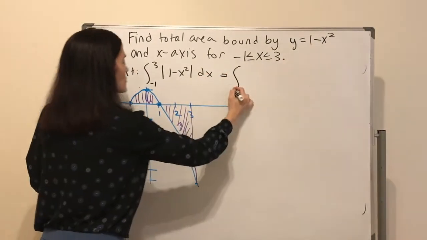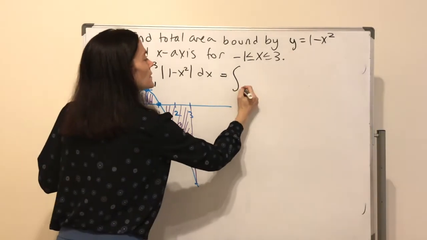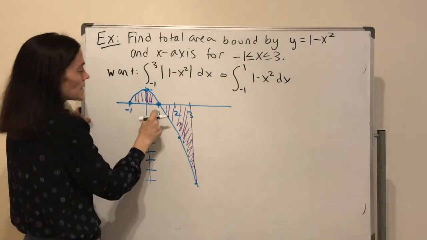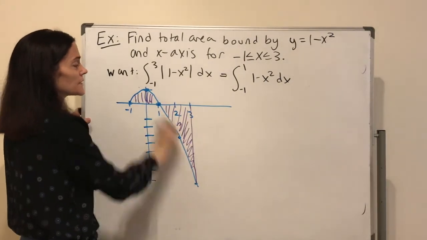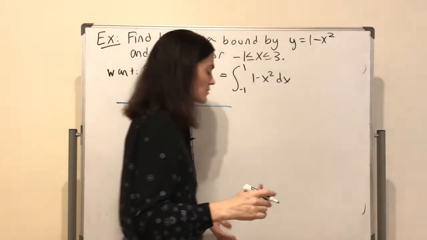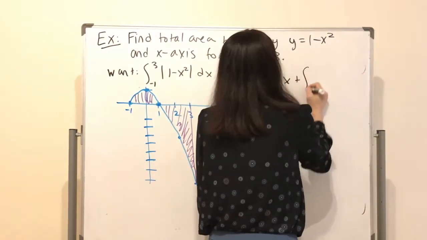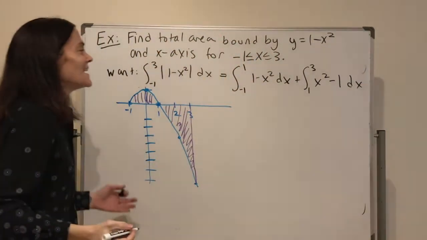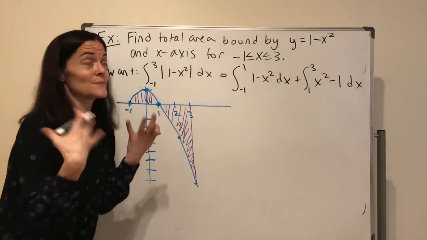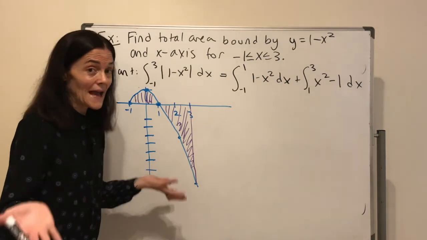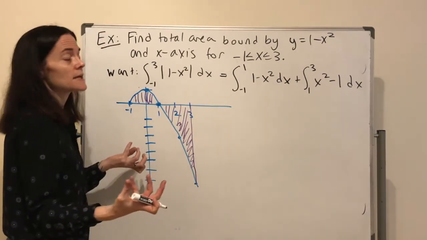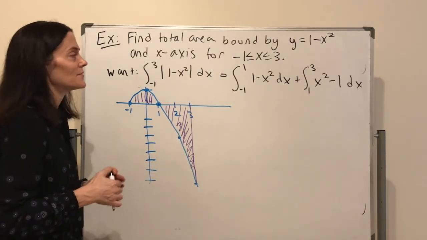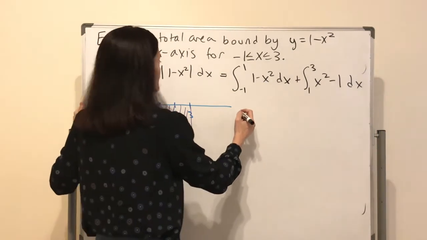This will be the integral from minus 1 to 1 of 1 minus x squared dx. And then from 1 to 3, the function's negative, and so the absolute value is negative the function, x squared minus 1 dx. What I have written so far is really the most important part in getting it right: break it appropriately into the sum of two integrals based on where the function is positive and negative.